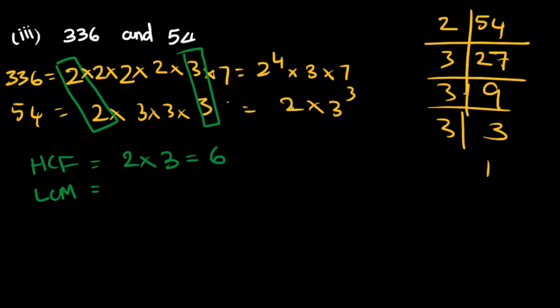For 2, with the lowest power, you have taken 2; for 3, with the lowest power, you have taken 3, so 2 into 3 is 6. What about LCM? For LCM, for the common numbers, take the highest power outside. That is, 2 is common, so we'll take 2 raised to 4, and 3 is also common, we'll take it with the highest power, that is 3 raised to 3 into 7.